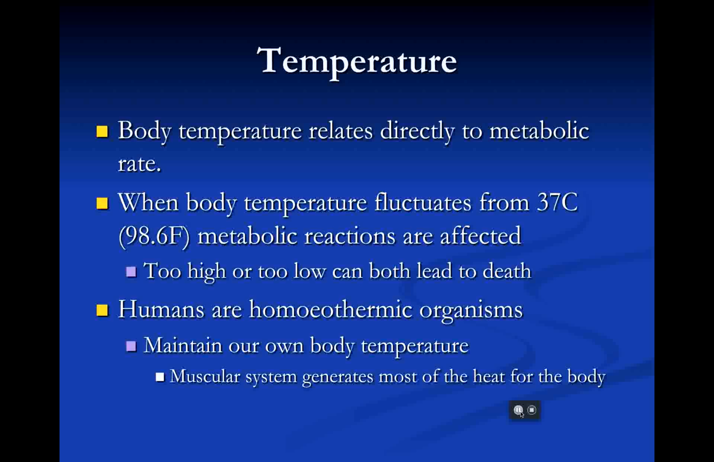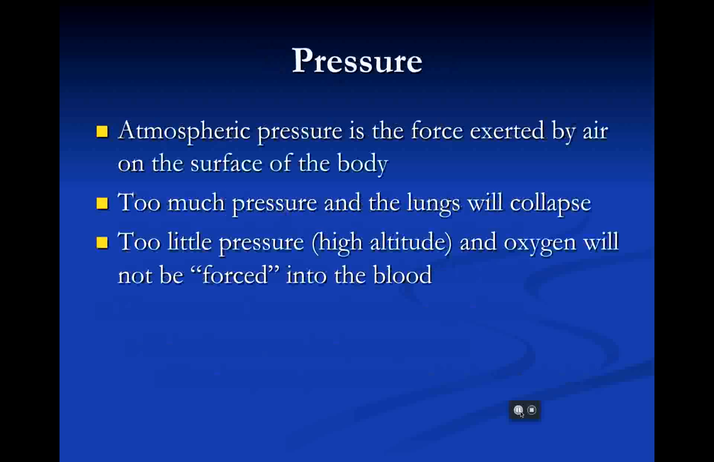Now, fluctuations in temperature, either too high or too low, can both be detrimental. Your absolute limit for survival on the high end is about 109 degrees Fahrenheit. Now, at 109, you are doing a world of damage to your body, but you're still alive. If you go any higher, you'll die. If you go too low, what happens is your metabolism, all your reactions that create energy for you, slow down too slow. You don't get enough energy, and that's also detrimental.